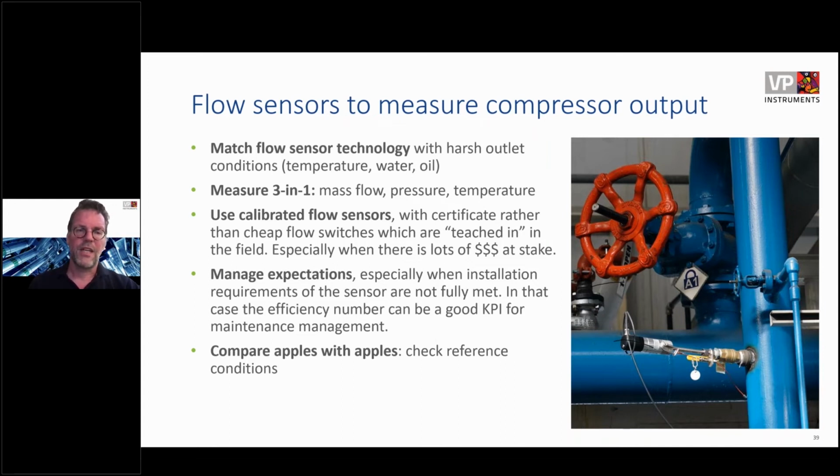I recommend using 3-in-1 flow meters. So you have mass flow, pressure and temperature in one. In that way, you really have the complete picture. You can see the relation with temperature rising, for example, that might indicate that the cooling is not perfect, or an intercooler is a little bit clogged, and the relation with flow and pressure is also very useful to have. It's best to use calibrated flow sensors. Sometimes people use these cheaper flow switches that are uncalibrated. Nice maybe as an indicator, but if you want to see the real numbers, I recommend using calibrated flow meters with a certificate.